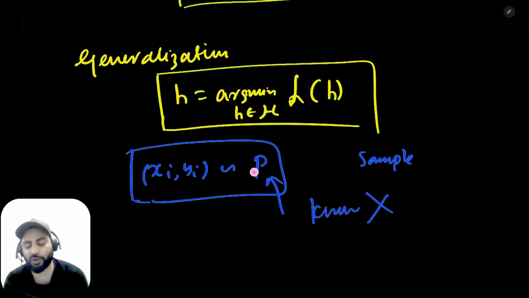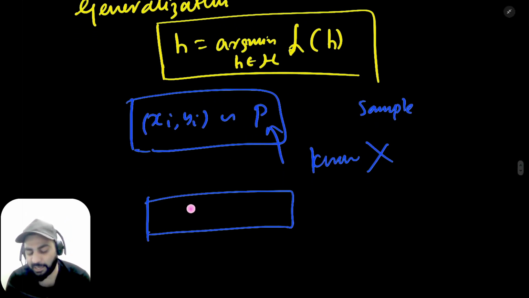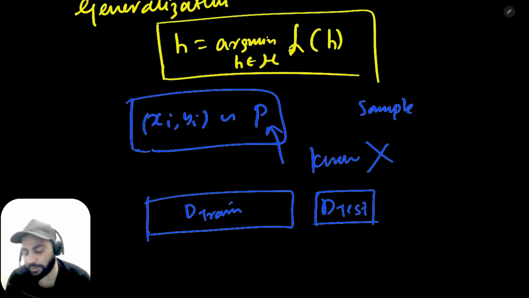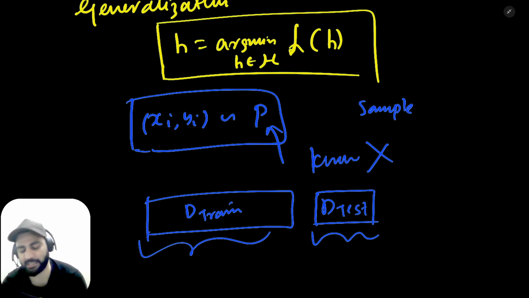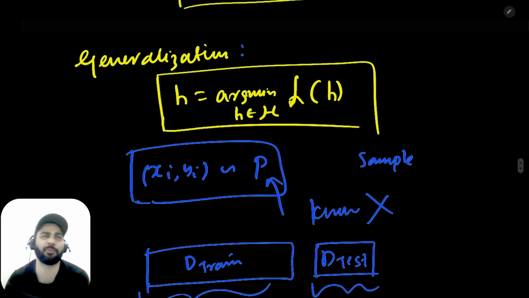So these samples are drawn from some distribution, and a set of samples we call D-train. Then we'll have another set of samples which we call D-test. We'll train the model on D-train and evaluate the model on D-test. If it gives good accuracy, then we'll deploy it in the real world. Then samples will come which the model has neither seen in training nor in testing, and we see how well it generalizes. So generalization means how well it performs on unseen data.